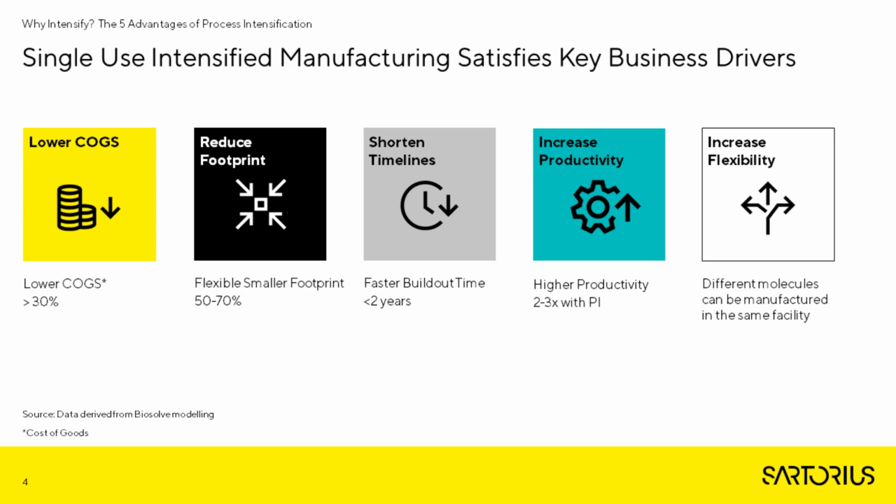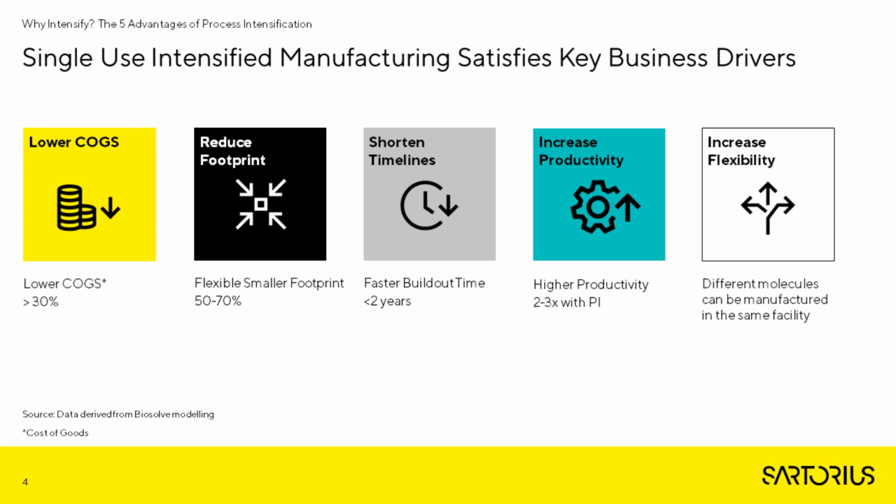The second pillar that is listed here is the reduced footprint. Some of the field reports were getting back data to us that our customers were able to achieve reduction of the footprint even by 70%. The third aspect of process intensification is shortened timelines. Overall, we were able to collect data that would confirm the faster build-out time for the majority of facilities, and the overall number would be less than 2 years.